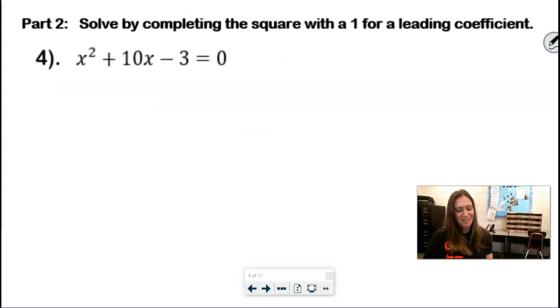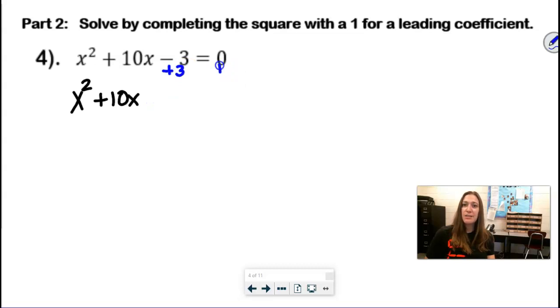Let's see. All right, step 1, make sure that there's a 1 in front of the x squared. There is. All right, step 2, rearrange your terms. Keep your x terms on the left side. But anything that's not an x, you're going to need to move to the other side. So like right here, I'm going to add the 3 over.